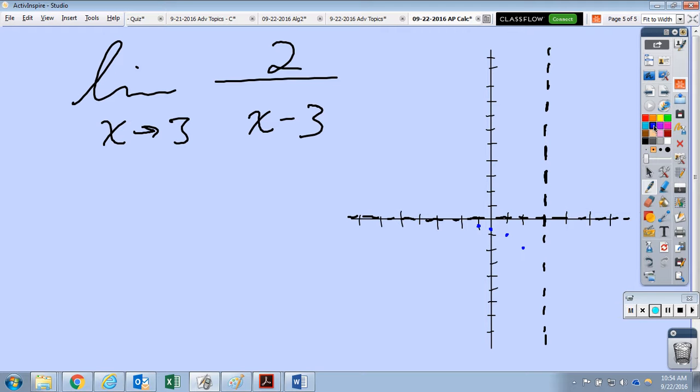And then let's graph some points to the right. Let's say when x is 4, and when x is 7, you have 1/2. And you can see what's going on here. This would be good enough, just to get an idea of what it looks like.